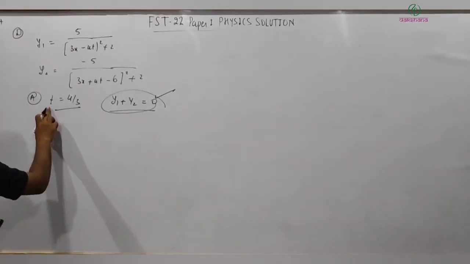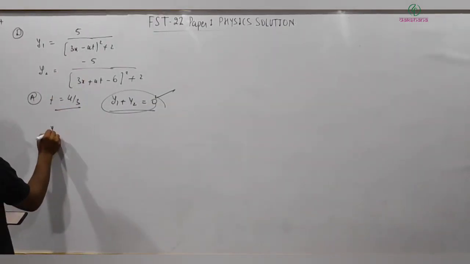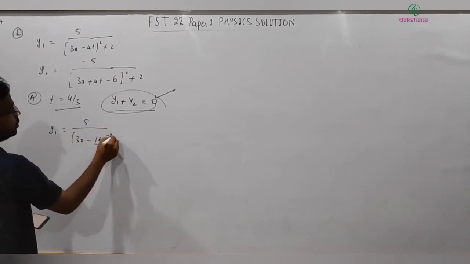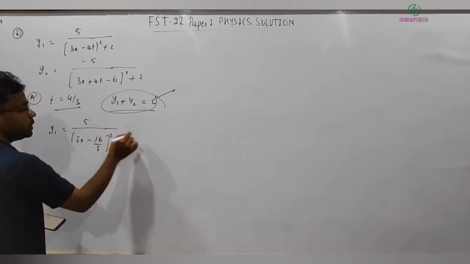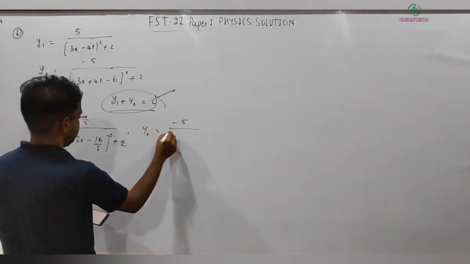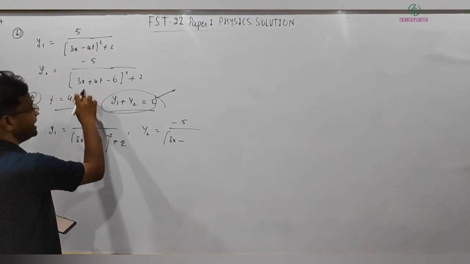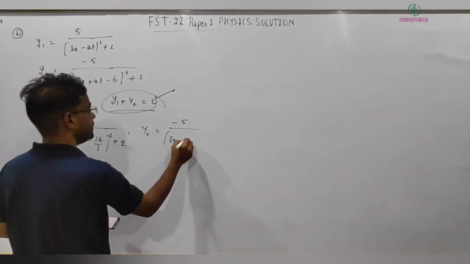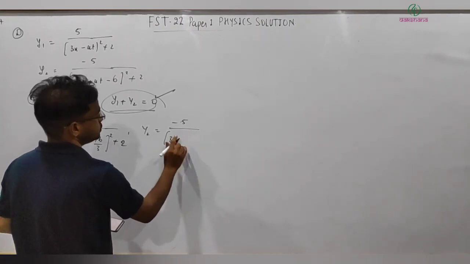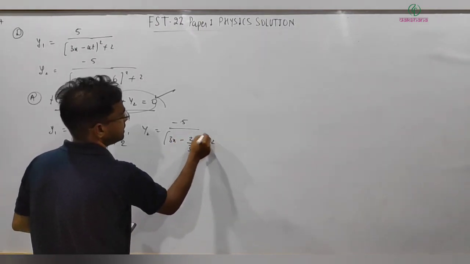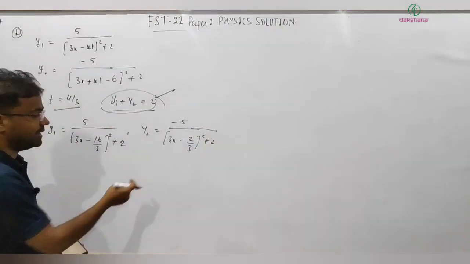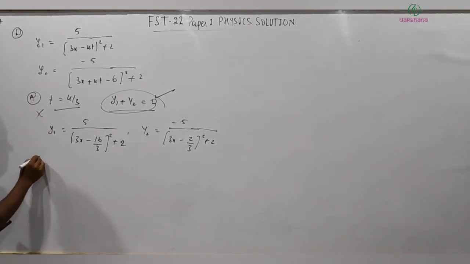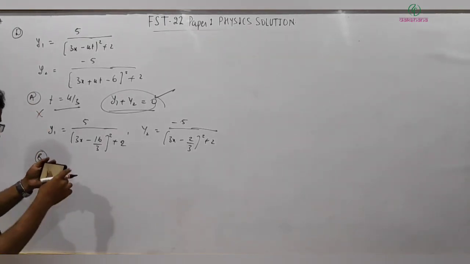If we substitute t equal to this, then y1 we are getting is 5 divided by (3x - 16/3)² + 2. This is pulse 1, and pulse 2 will be -5 divided by 3x, and finally solving 16 minus 6 is 18, this is (3x - 2/3)² + 2. Now you can see these two are not exactly the same, so if I add these two they will not cancel out. So this is not the right statement. Similarly I can check statement B.